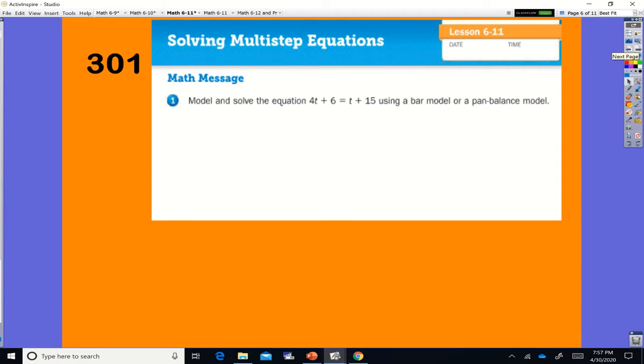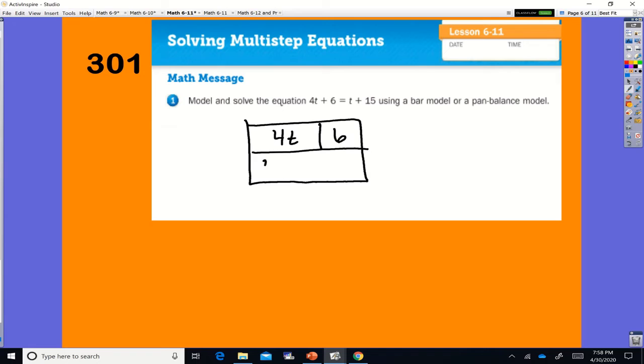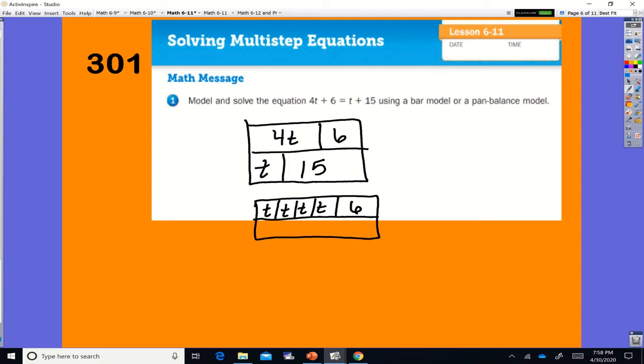So, on page 301 in your math journal, model and solve the equation 4t plus 6 equals t plus 15. Okay, we are going to do the bar model method, and I'm going to show this in different ways today because you should do whatever way works best for you. So we have 4t and then 6 and then t and 15. Now I split up my t's. When it says there's 4 t's, that means we count 4 of them. And then we have 6 here. Now I have a t that's equal because we have 1 t, so they're equal.